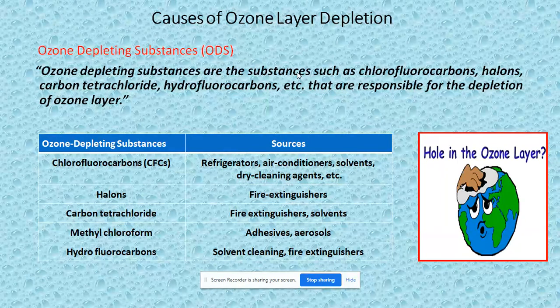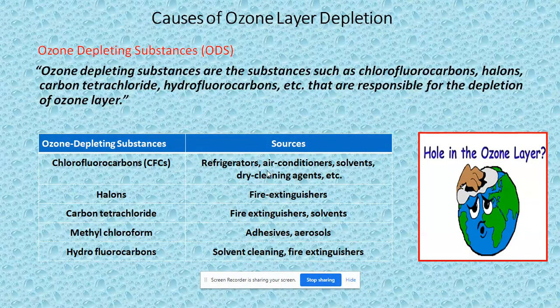These are the various causes of ozone layer depletion, and we call these substances ozone depleting substances. Ozone depleting substances are substances such as chlorofluorocarbons, halogens, carbon tetrachloride, hydrofluorocarbons, etc., that are responsible for the depletion of the ozone layer. The main ozone depleting substances and their sources are as follows.